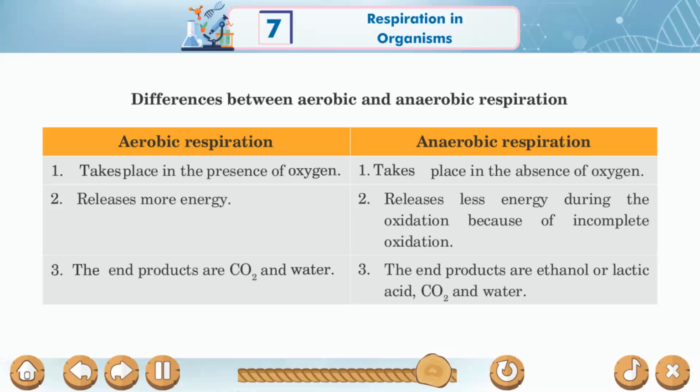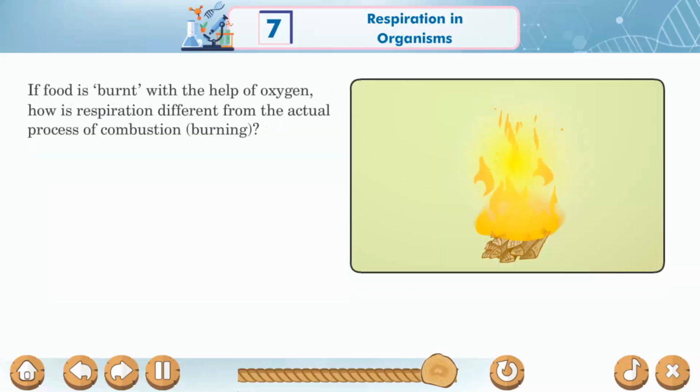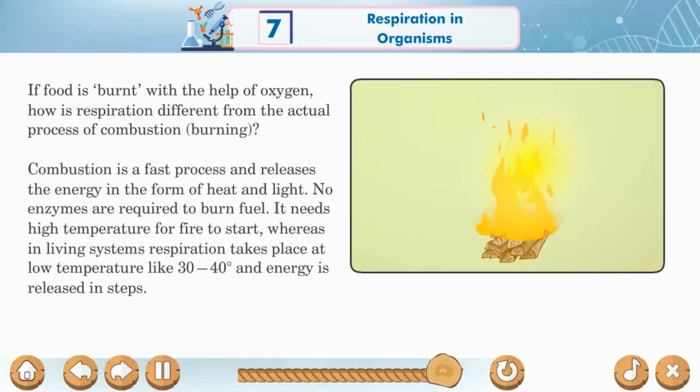2. Releases less energy during the oxidation because of incomplete oxidation. 3. The end products are ethanol or lactic acid, carbon dioxide and water. If food is burnt with the help of oxygen, how is respiration different from the actual process of combustion, that is burning? Combustion is a fast process and releases the energy in the form of heat and light.